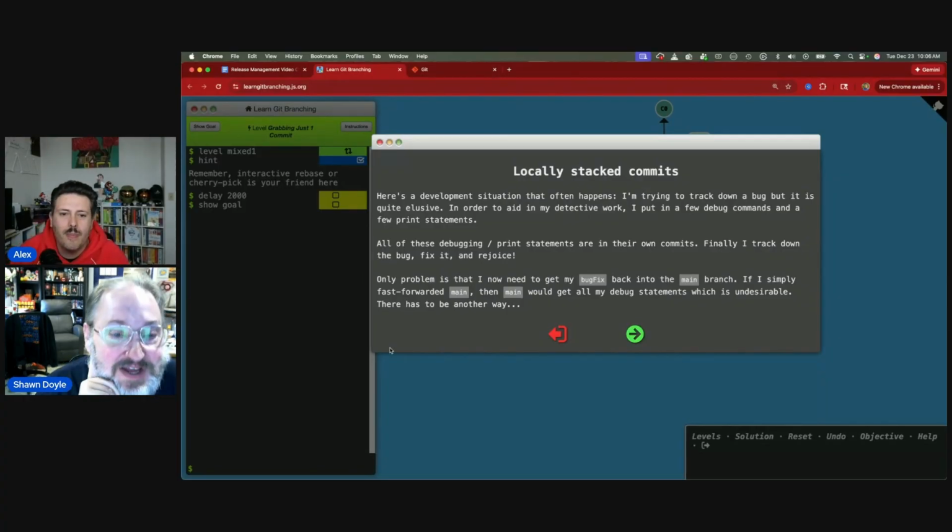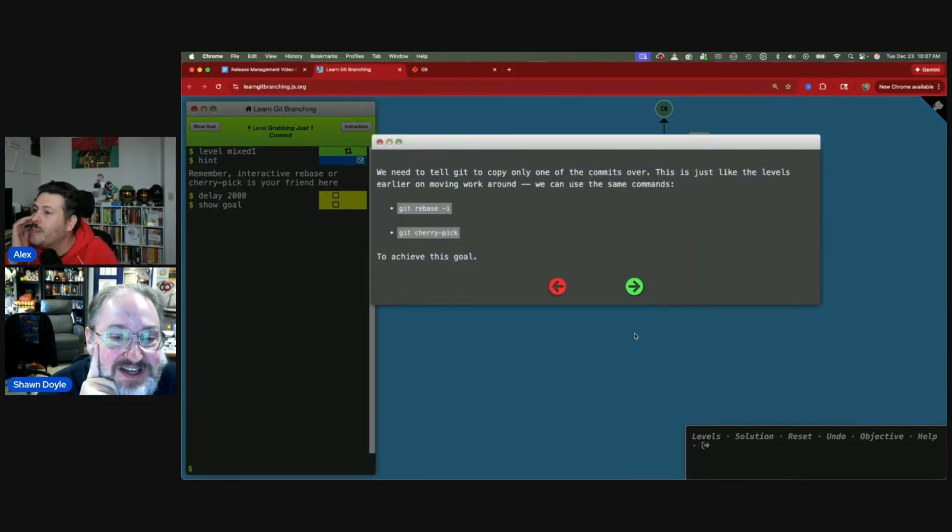Okay, so we got a development situation here. That's a common one. He's trying to track down a bug. He can't find it, but in order to aid his detective work, he's put some debug commands and a few print statements. All of these debugging print statements are in their own commits. Finally, I track down the bug, fix it, and rejoice. The problem is I now need to remove my debugging and print statements. So now he needs to get his bug fix back into the main branch. And if I simply fast forward main, then main would get all my debugging statements. So there's got to be a better way.